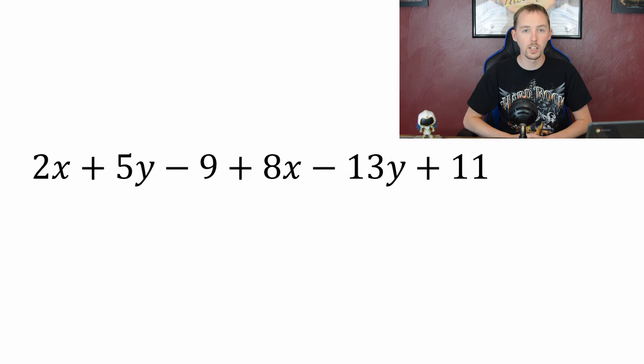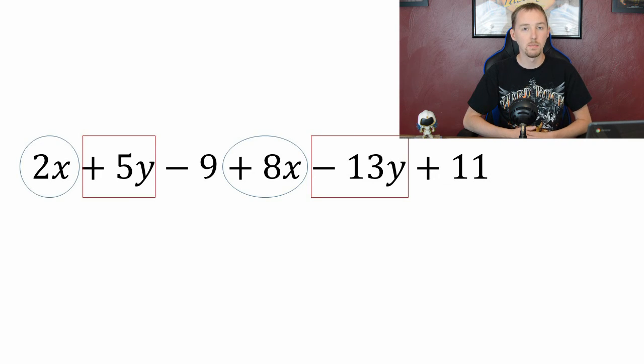In this one we have 2x plus 5y minus 9 plus 8x minus 13y plus 11. Now, there are 6 terms in that expression right there the way it is. But there are lots of similar types of terms. The 2x and the 8x are similar terms because they both have x. The 5y and the minus 13y are similar terms because they both have the variable y. And then minus 9 and plus 11 are similar terms because they are numbers that are just by themselves. So that makes them similar terms.